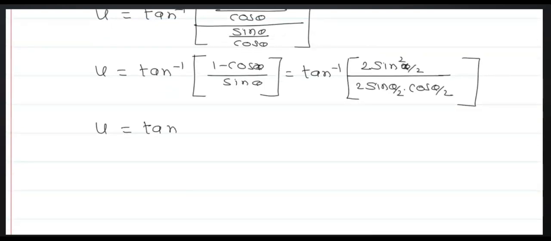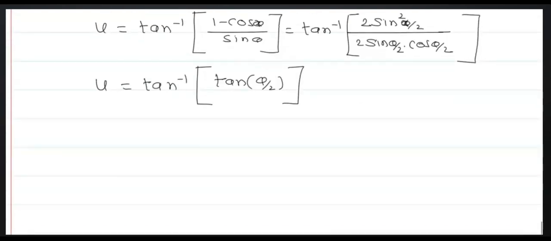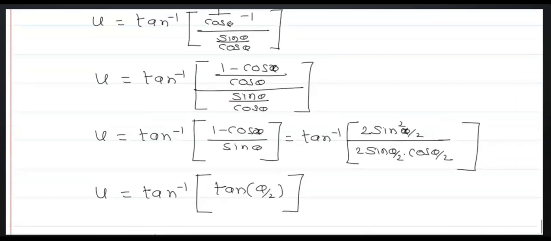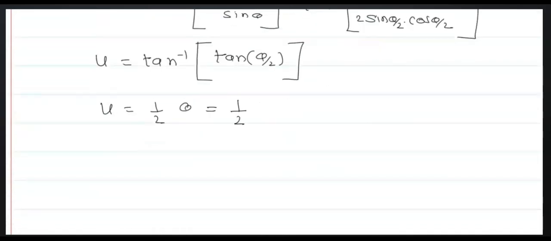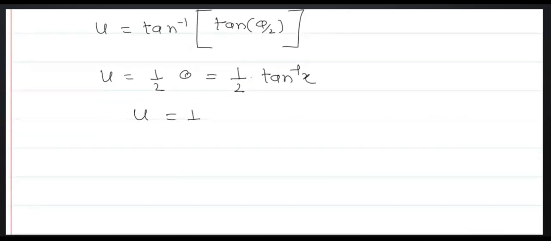That is u is equal to tan inverse of tan of theta by 2, which is equal to theta by 2. So u is equal to 1 upon 2 into theta. Now next, u is 1 upon 2 into tan inverse of x. This is our u.